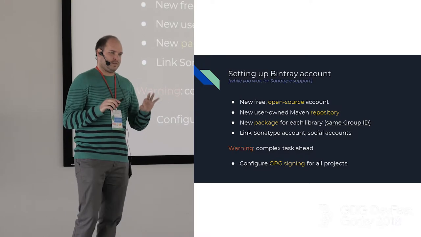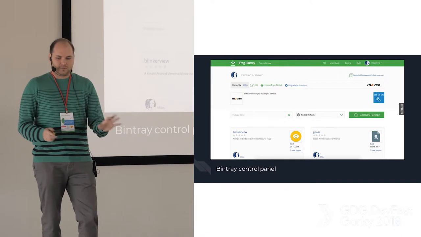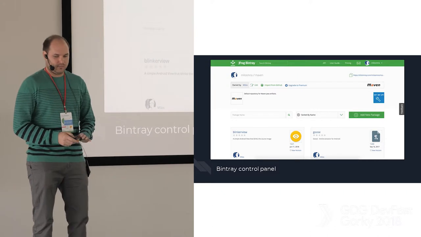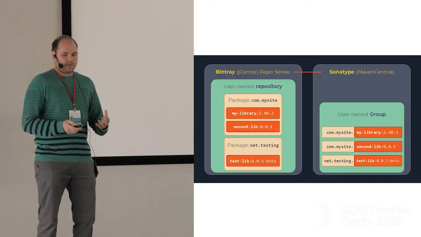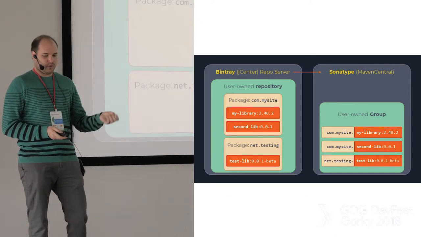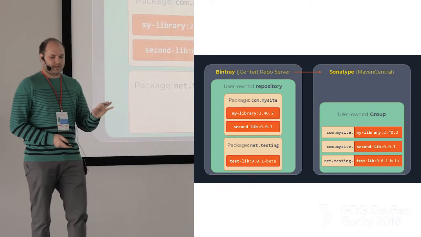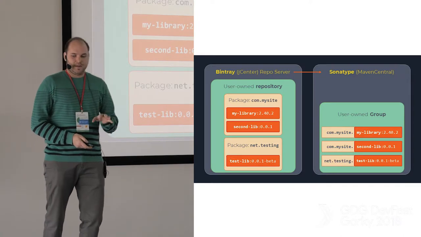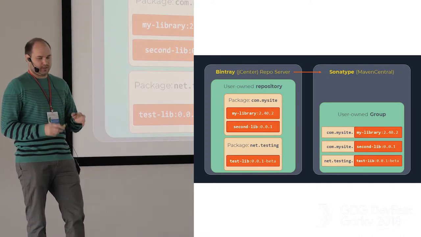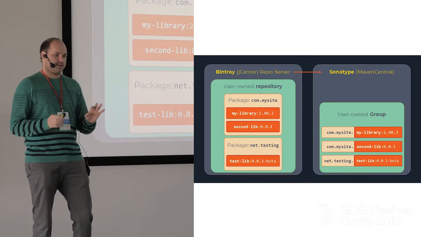So this is confusing, I know. This is what the page looks like. It's not something out of this world. It's just a normal web UI. What it looks like, really, is like in your Bintray, you create your own repository, you create a new package for each library that you're building, and then inside you publish your libraries. In Sonatype, when it gets synced over to Maven Central, you have this group that you own, and then inside you have a package and a library. So it's a bit different.